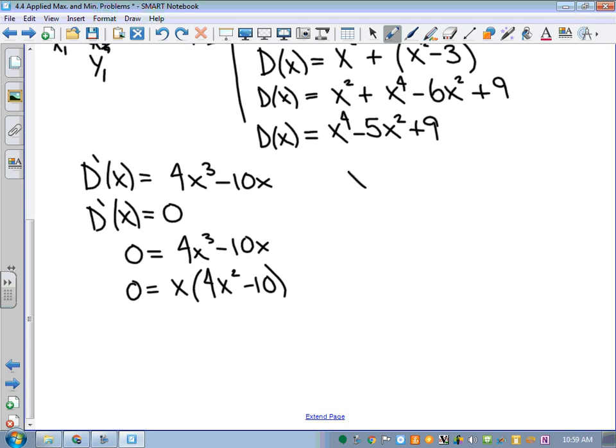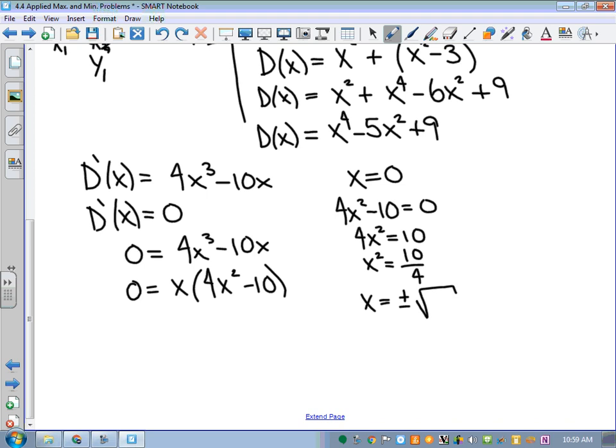We're going to get that x is equal to 0, but we're also going to have when 4x squared minus 10 is equal to 0. That means that 4x squared is equal to 10. X squared is therefore equal to 10 fourths. So x is going to be equal to the positive negative root, and 10/4 reduces into 5/2. We have three critical numbers.